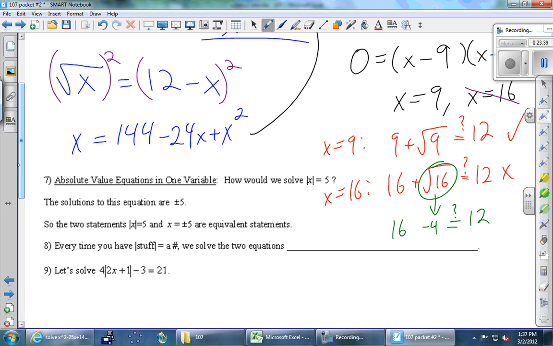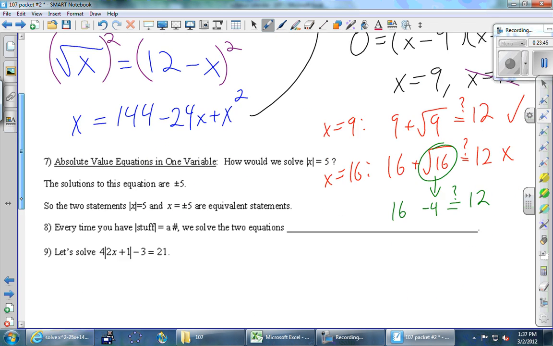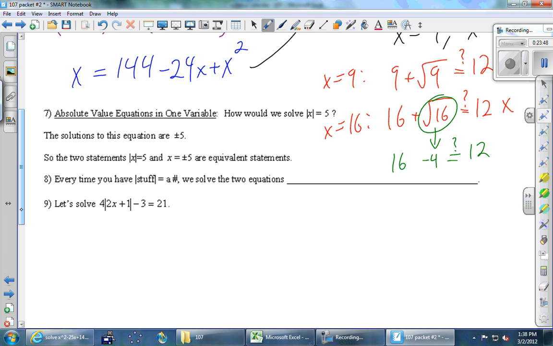Okay, so that equation has radicals in it. We've seen how to solve it. The last kind of new equation for today has this funny symbol. What does that symbol mean? Absolute value. Okay, so we'll go to 7 and we'll go to Ben.